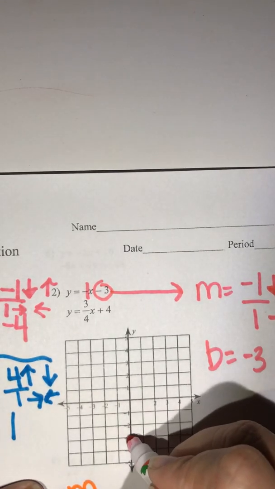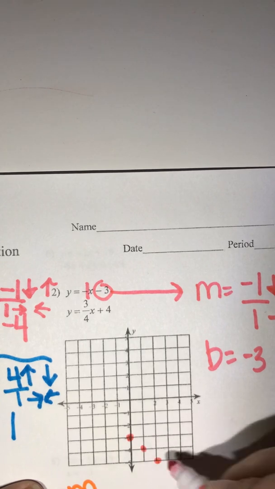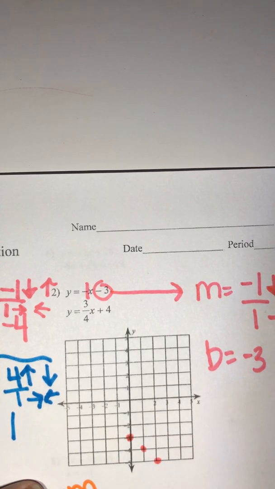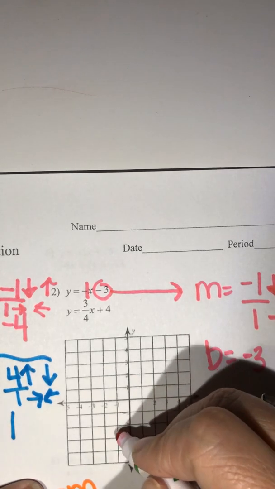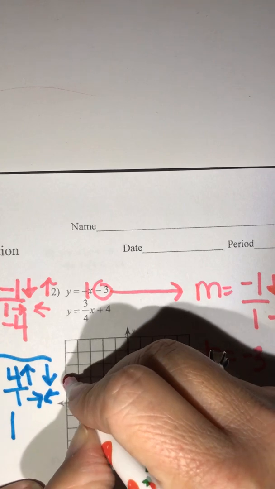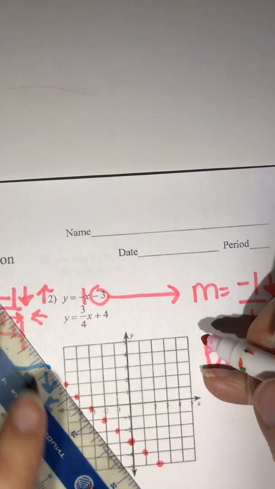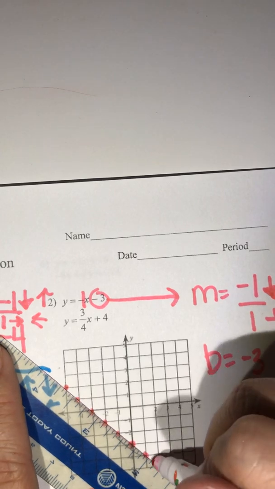So I'm going to plot my point on -3, and from there I'm going to go down 1 and over 1. I ran out of room, so I could also go up 1, left 1, just reversing those signs, and it goes all the way through my graph. I'm going to use a straight edge to connect my points for my first line.